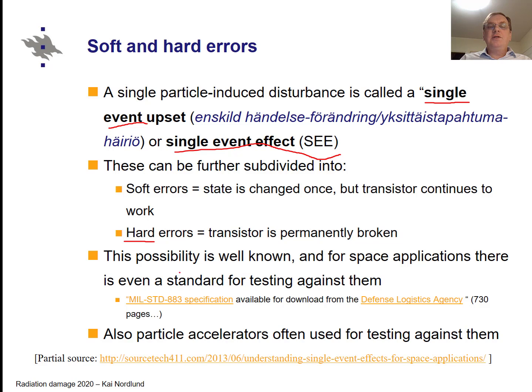And all of this is well known, and this has been considered for a long time, and especially for space, there is even a standard for testing against these different kinds of upsets. And it's also quite regular that you use a particle accelerator to test against them, because it's expensive to shoot stuff up in space, and by the time you shoot it, you really want it to work up there. You can use particle accelerators with a somewhat similar radiation spectrum to test against them down on Earth.